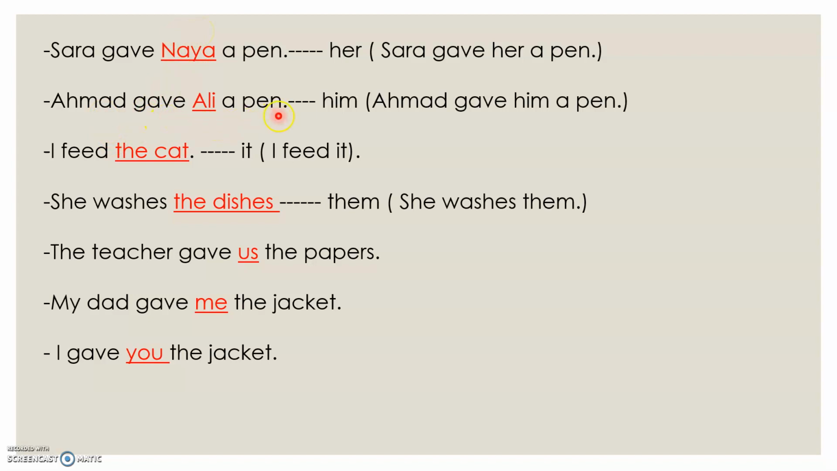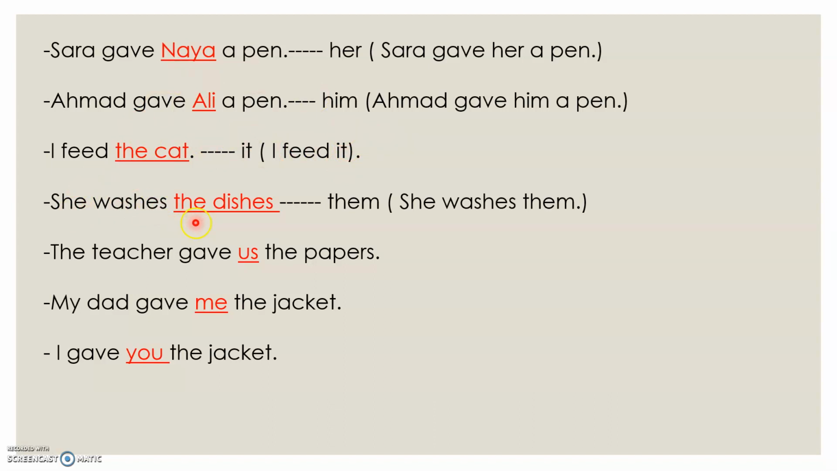Ahmed gave Ali a pen. Instead of Ali, because he is the one who was affected by the action, he took the pen. This is a boy or a man, so we're going to use the object pronoun him instead. Ahmed gave him a pen. Okay? I feed the cat. Who was affected by the action, the feeding? The cat. So instead of the cat, because this is an animal or object, we're going to use the object pronoun, which is it. I feed it instead of the cat.